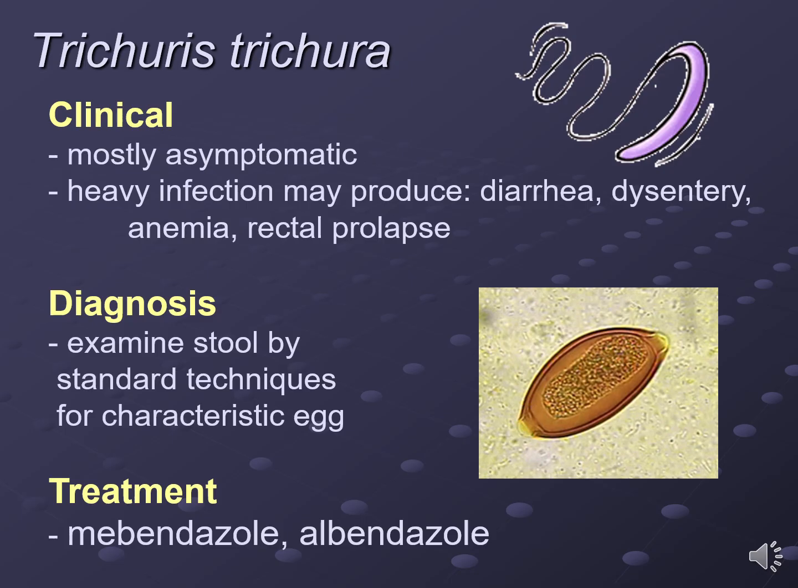It is brownish in color. It has two polar knobs, one on each side like you see here. Sometimes it's said that it looks like a lemon or is barrel shaped. It's neither like this nor that, but fairly close to that. Treatment, mebendazole or albendazole.